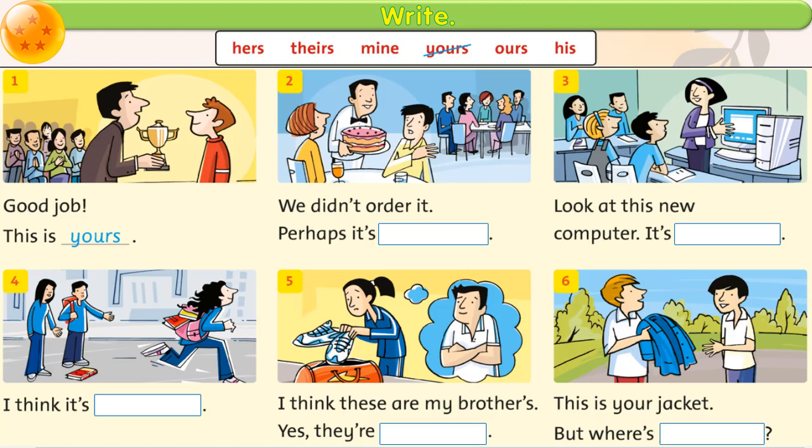So, let's choose the correct possessive pronoun. Number 1, good job. This is yours. Number 2, we didn't order it. Perhaps it's theirs. Look at this new computer. It's ours. I think it's hers. Number 5.